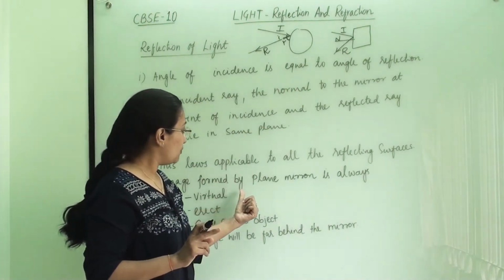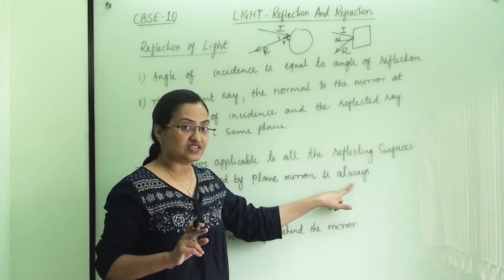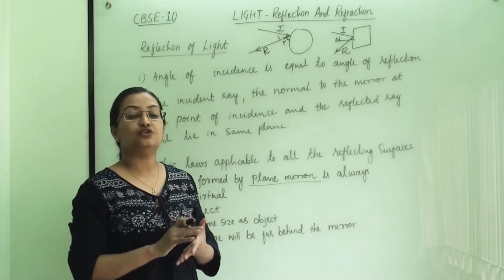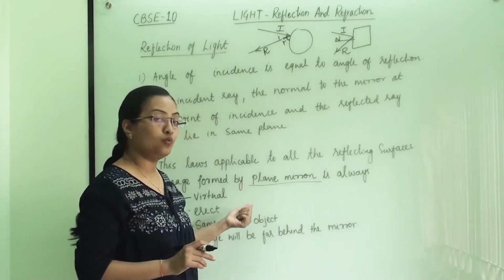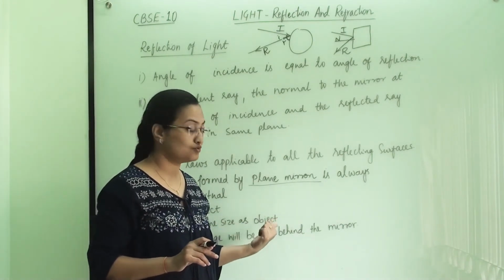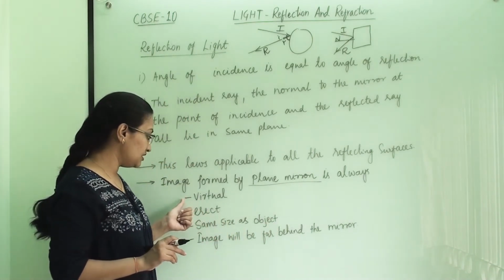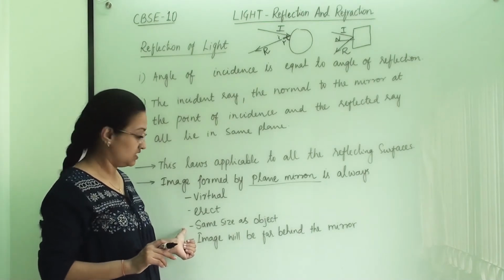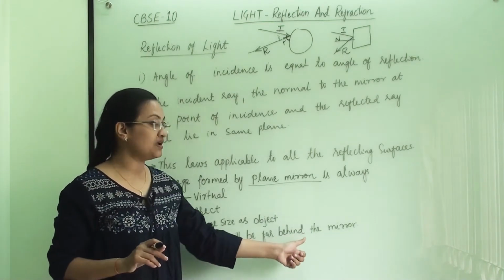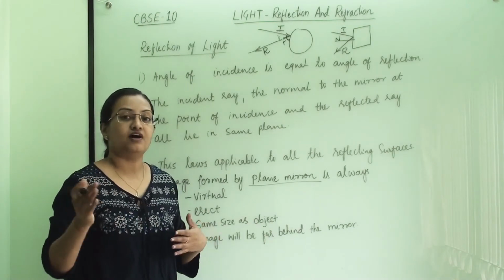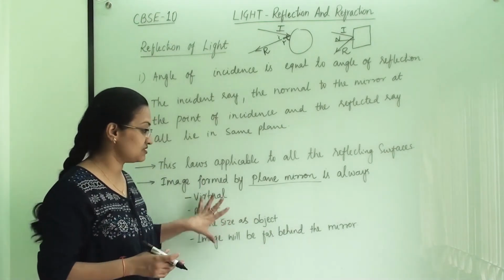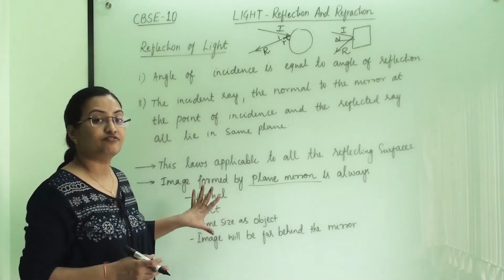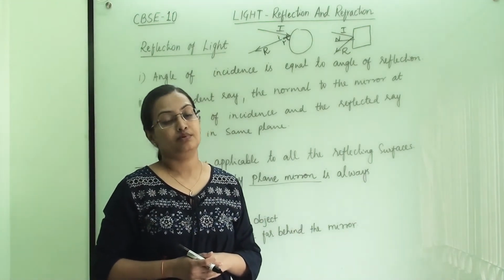Now the image formed by a plane mirror is always, and here we are talking about the plane mirror, the mirror which we use at our home. So how will the image formation be via those mirrors? It will be virtual, it will be erect, it will be the same size as the object, and the image will be far behind the mirror. These are the characteristic properties of the image we will get from the plane mirror.